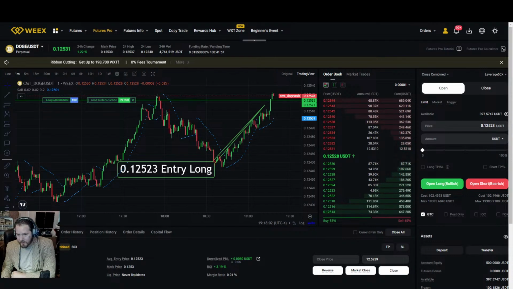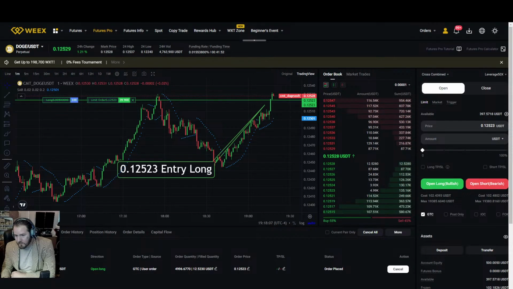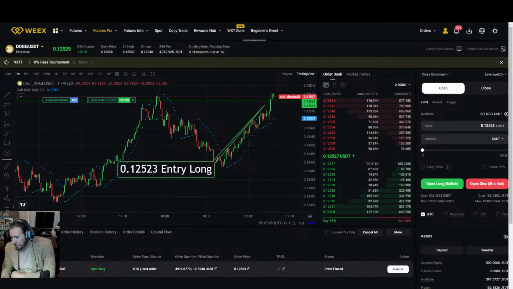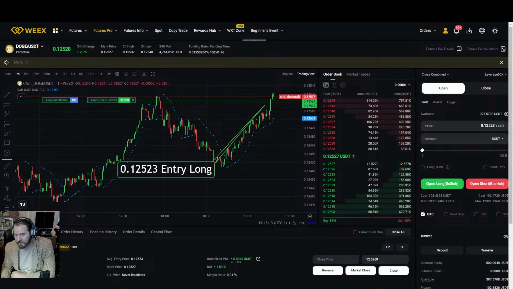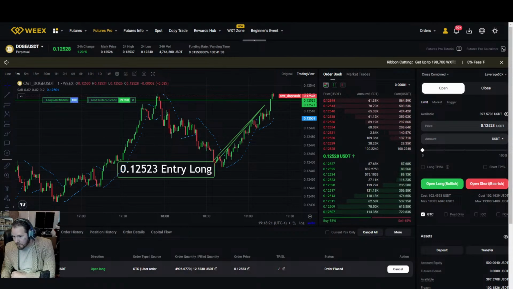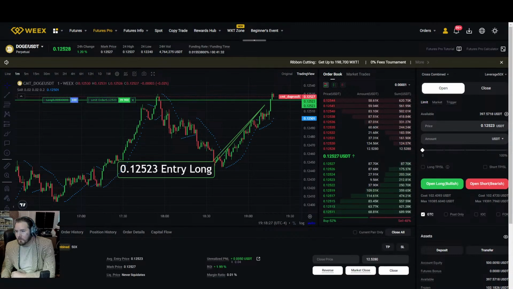So I'm already in the trade. It's already trying to fill my order. It filled less than half, but I'm still in there. I have a decent amount of margin in the trade. Let's see. It's going to come back down. It should come back down a little bit more just so my order fills over here.